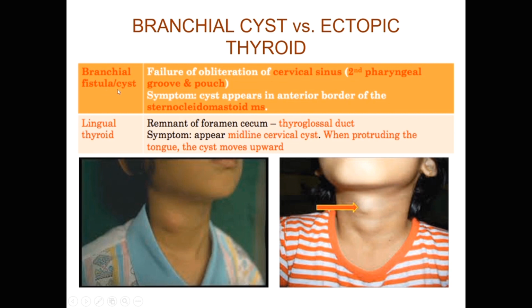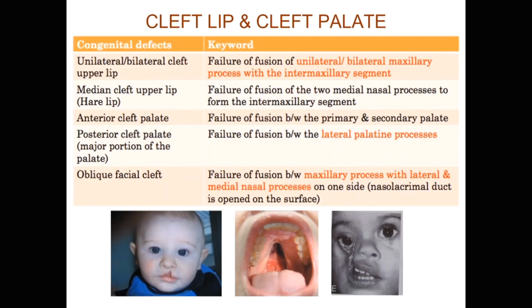And then a branchial fistula or cyst or sinus is this little pouch over here. If this leaks out, then it's going to be a branchial sinus or cyst. If it leaks out and connects all the way up to your tonsillar bed, it's going to be a fistula. If it's just a bulge like this child has here, then it's just going to be your cyst. And that's failure or obliteration of the cervical sinus, second pharyngeal groove, and pouch. Also your second, third, and fourth, which is your cervical sinus. And it appears right on the anterior border of the sternocleidomastoid, innervated by cranial nerve 11, just to recap.